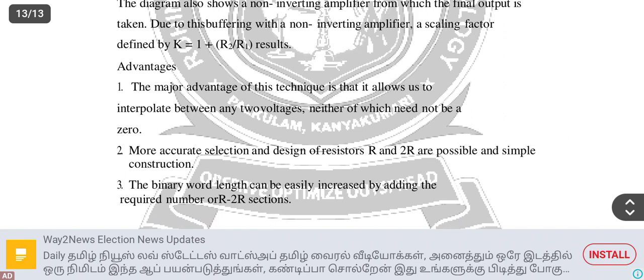The advantages are: it allows us to interpolate between any two voltages, neither of which need be zero. Most accurate selection of design of resistors R and 2R is possible.